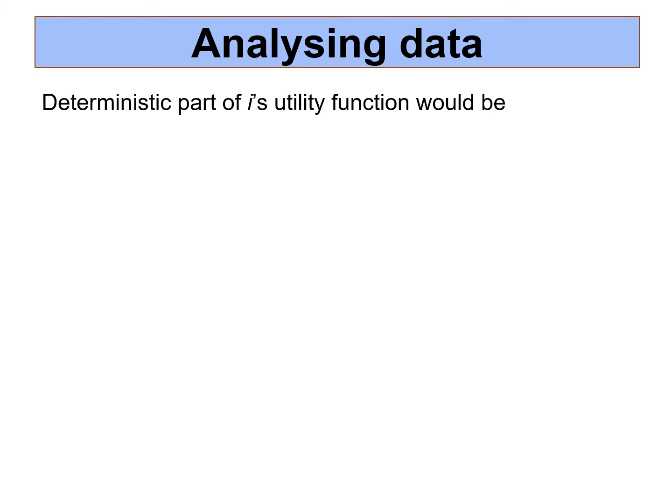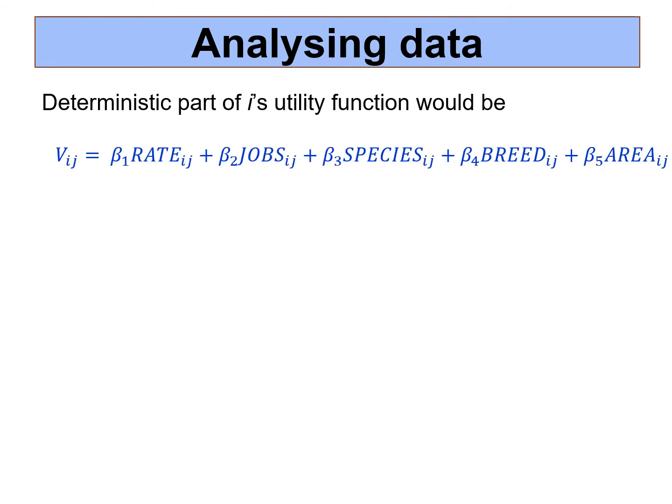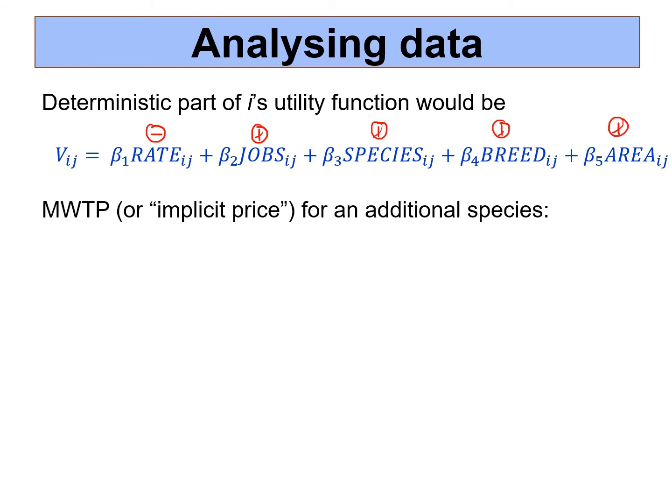Analyzing your data. The utility function for a person actually depends on the rate of payment, job creation from the irrigation, species, breeding events, as well as the wetland area. So our beta 1 has a negative relationship with the utility. Definitely, if you want to pay for something, it will reduce your utility. Job creation, species, breeding events, as well as the wetland area will have a positive relationship with our utility.